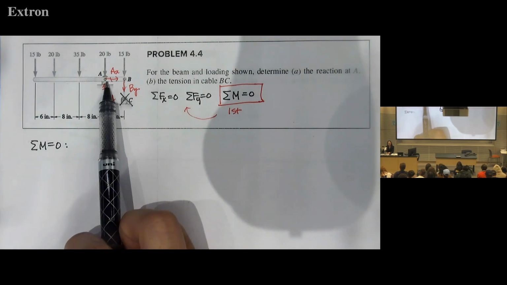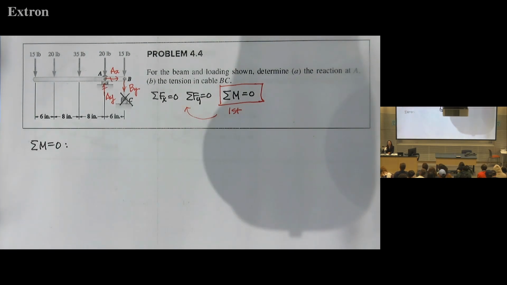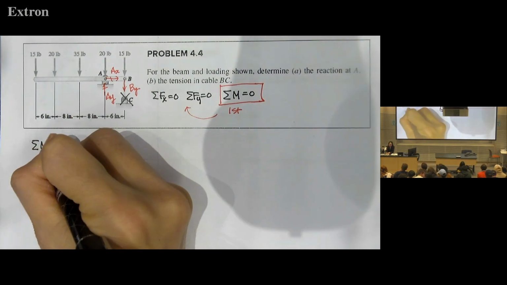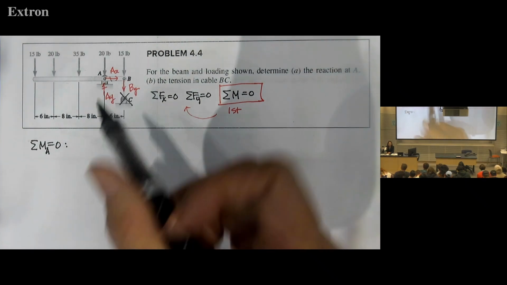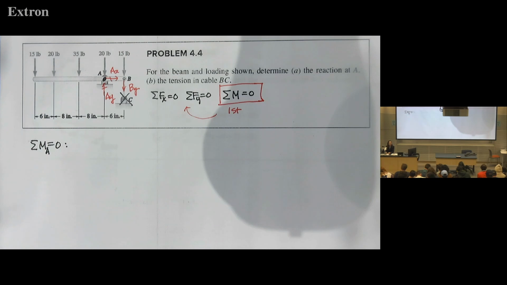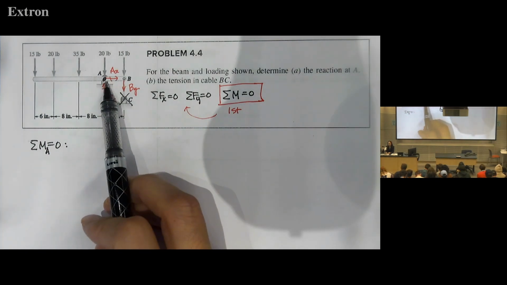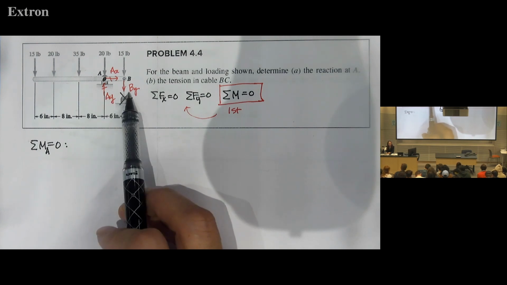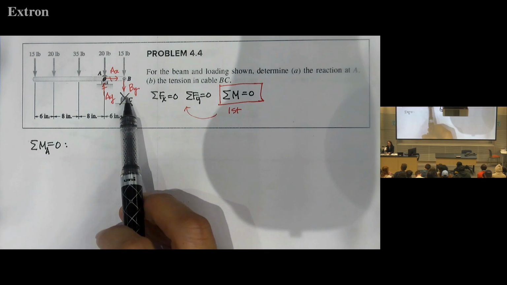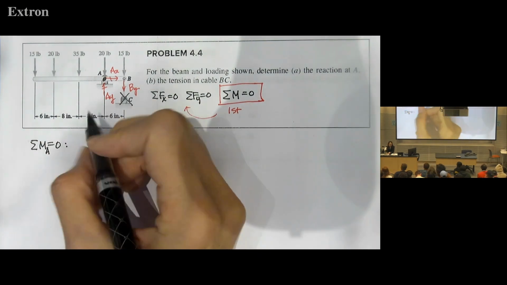So between A and B, which one would you choose? Just guess. A. Why? Okay, you already watched the video. Yep, so the rule of thumb is you choose the reference point with the most unknown reactions, right? So A has two reactions. So if we use A as a reference point, then we can eliminate the moment from AX and AY, and then we can have an equation in terms of BY only, then we can find BY, okay? So let's solve the MA equation.